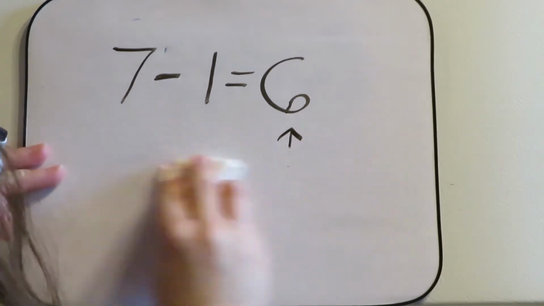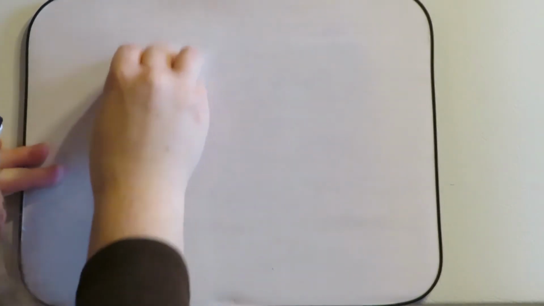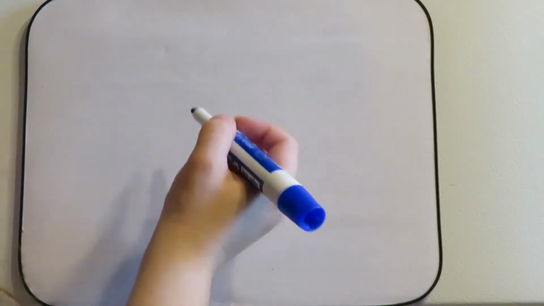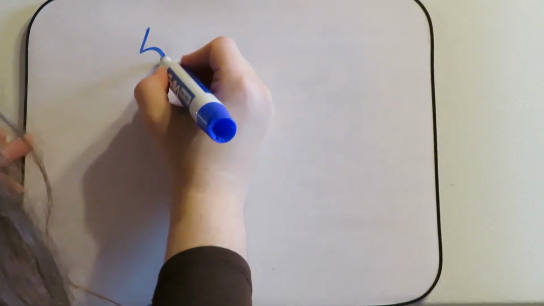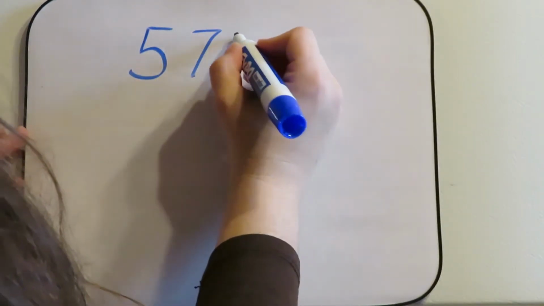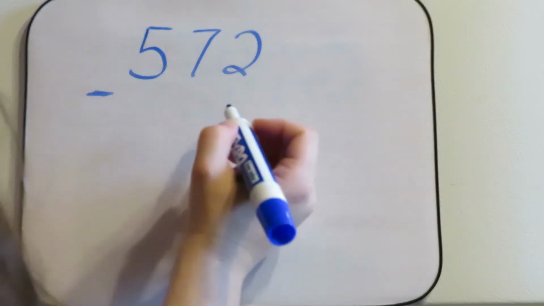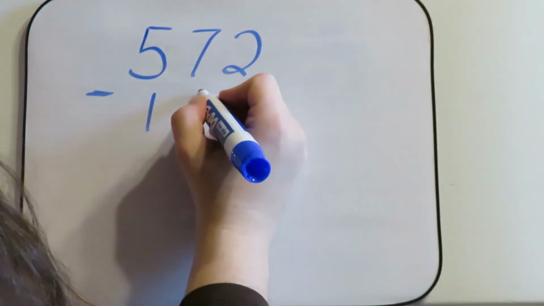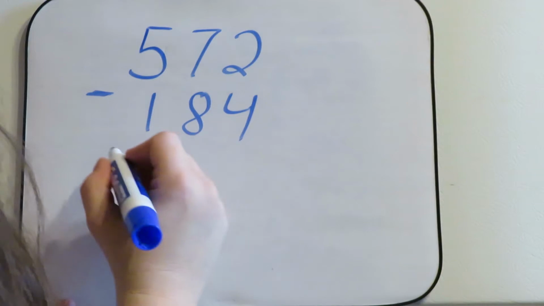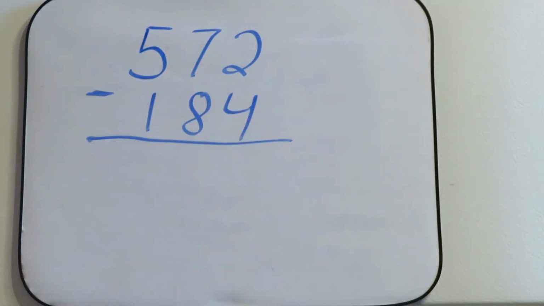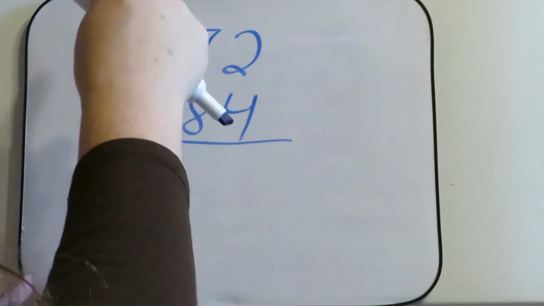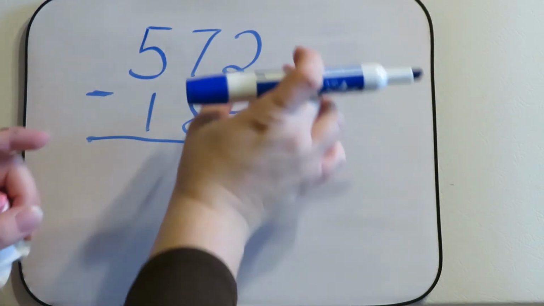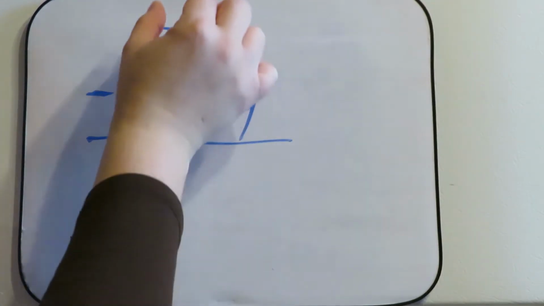Now, let's talk about subtraction with bigger numbers. Let's try a 3-digit subtraction problem. 572 minus 184 equals what? Remember, this problem is arranged vertically, and we have 3 columns.